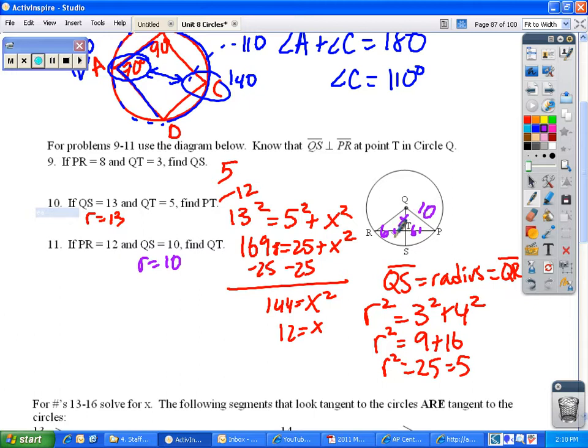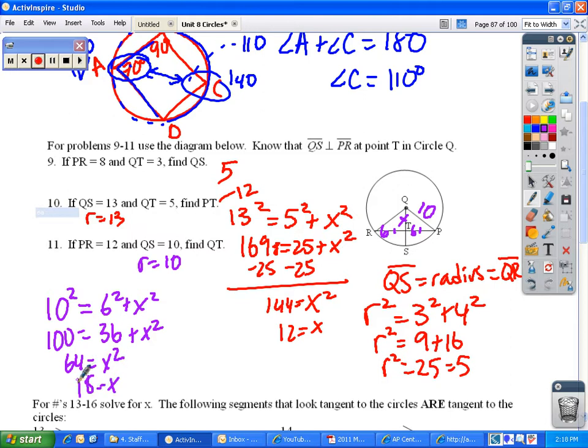So still Pythagorean theorem. We've got 10 squared, that's the hypotenuse, is equal to 6 squared plus x squared. 10 squared is 100, is equal to 36 plus x squared. Subtract 36 and we get 64 is x squared, and x is just 8.